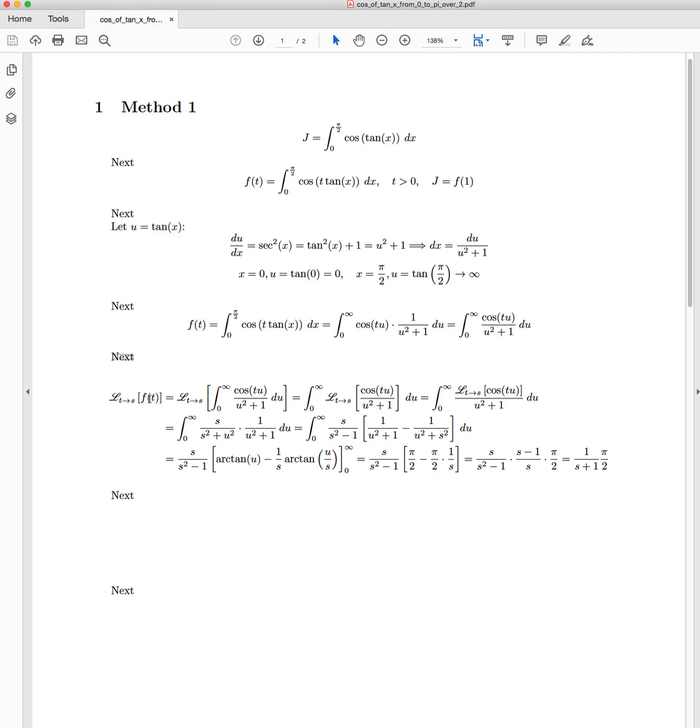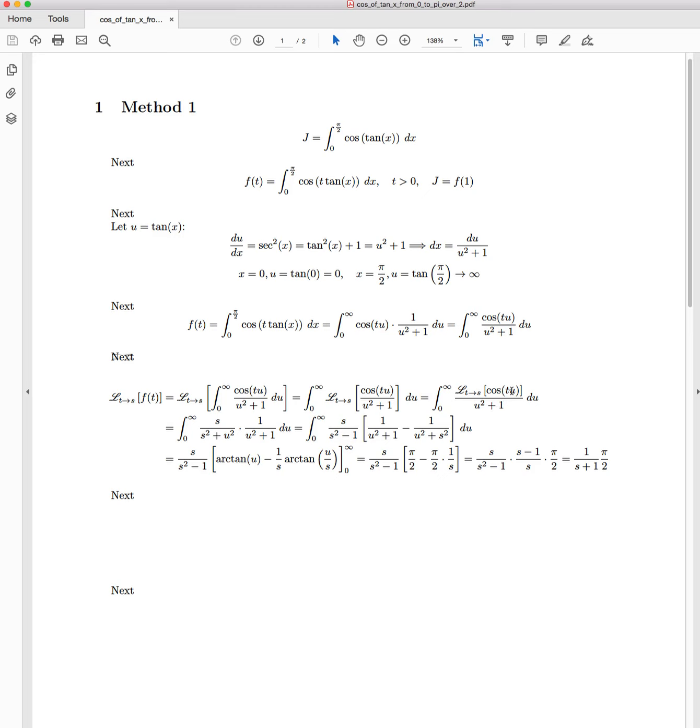The Laplace transform of f of t is equal to the Laplace transform of the integral. Now, through Fubini's theorem, the Laplace transform of the integral becomes the integral of the Laplace transform, which is what we have here. Now remember, because we're taking the Laplace transform with respect to t, anything that isn't t we can just bring out the front, which is essentially what I've done here. This becomes the Laplace transform of cos of tu over u squared plus 1. So I've just sort of put it in a different form.